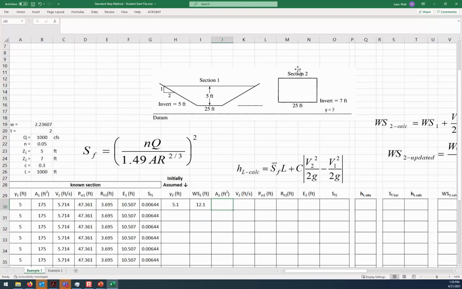The cross-sectional area, since it's just a rectangular channel at section 2, is relatively easy. We can just say it is the 25 meters wide multiplied by the depth. So that's our area. The velocity will be Q divided by the area, so it's this flow rate anchoring the reference divided by the area.